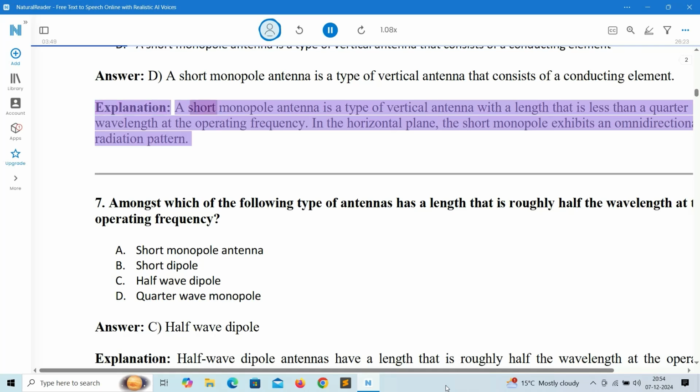Explanation: a short monopole antenna is a type of vertical antenna with a length that is less than a quarter wavelength at the operating frequency. In the horizontal plane, the short monopole exhibits an omnidirectional radiation pattern.